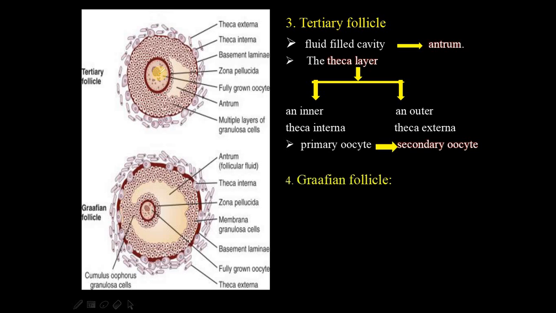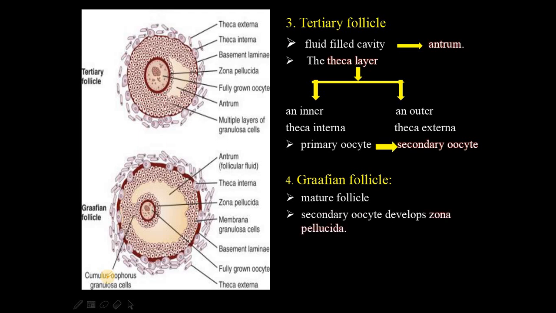The tertiary follicle now grows into a Graafian follicle. The Graafian follicle is a mature follicle. You can see the size of the antrum here. It is increased in size. The granulosa cells are present. There is theca interna, theca externa. There is a stalk-like structure over here, which is present near the secondary oocyte. It is called as cumulus oophorus.